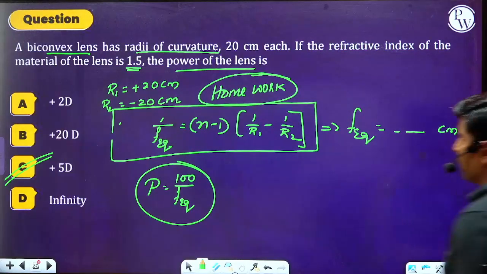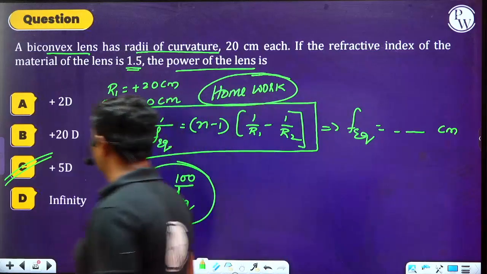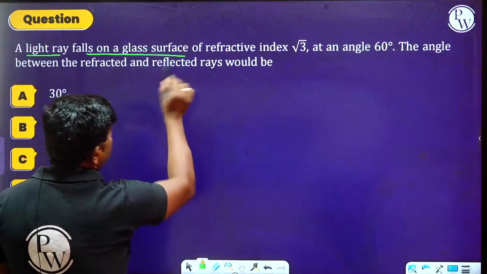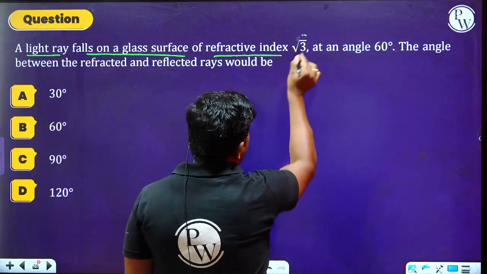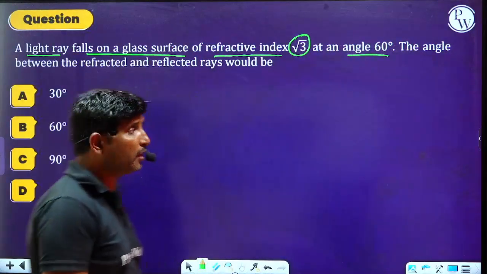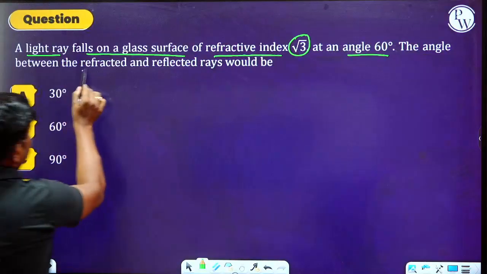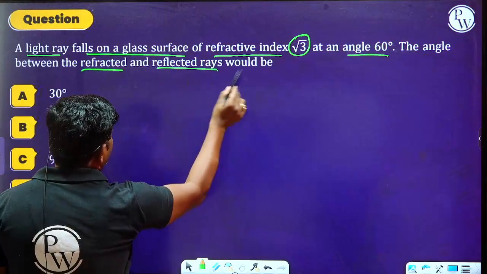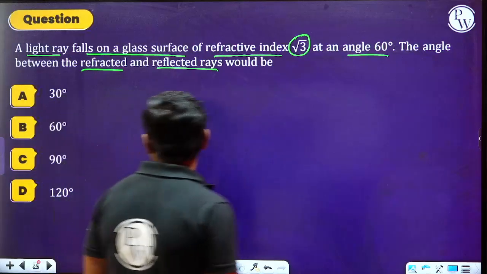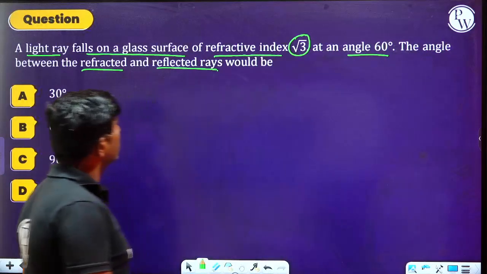What are they saying to us? Please read this problem carefully. A light ray falls on a glass surface of refractive index root 3 at an angle 60 degree. The angle between the refracted and reflected rays would be, what is the angle between the refracted and the reflected rays? So please observe this.